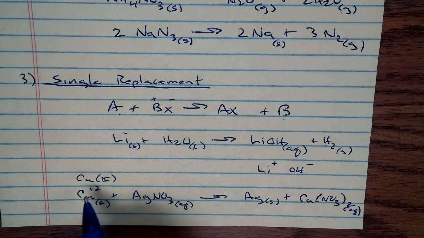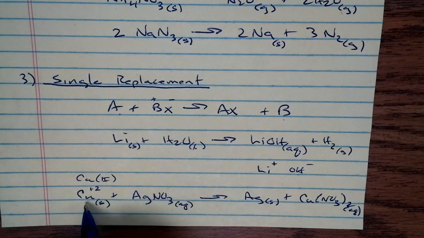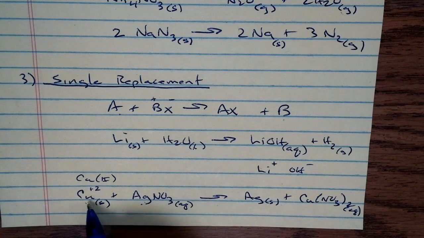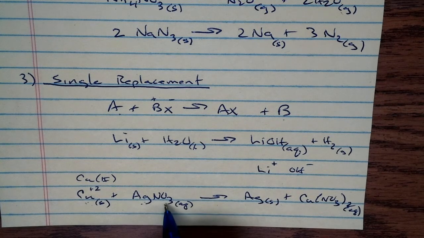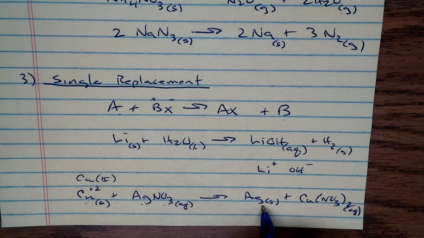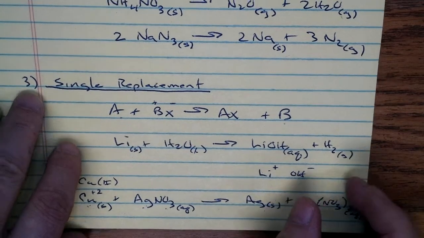Okay, so we got one element coming in. Now there's something called the activity series of elements, and elements are listed in order of reactivity, and copper's higher on that list than silver. So copper's more reactive than silver. So copper's going to get the anion, which is negative. Copper's a cation, and silver's going to get the boot. Okay, a single replacement.